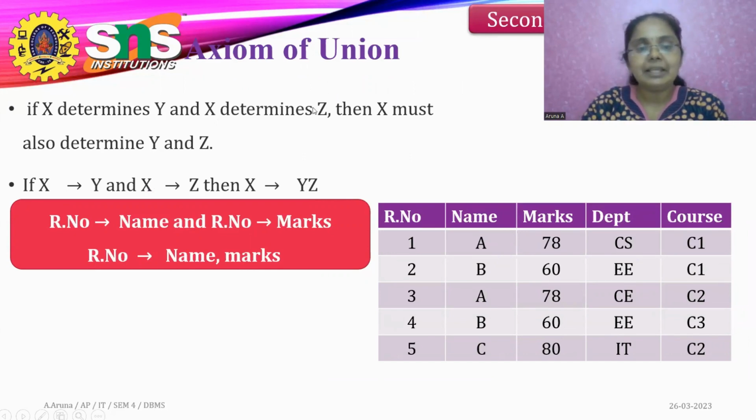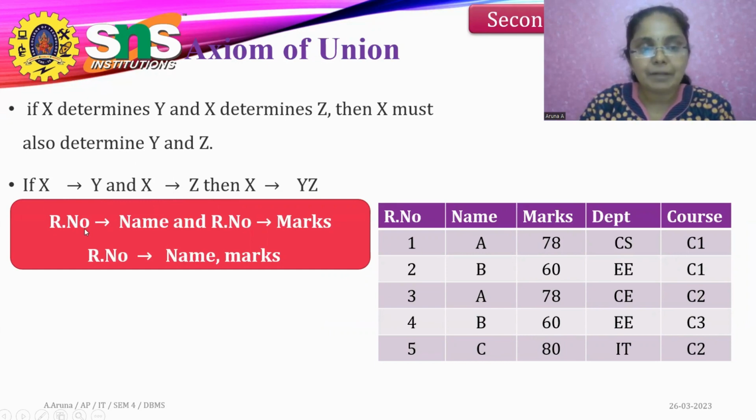Union is nothing but taking what is common between the two, and that can be called a union. We use union when joining two relations, or while joining two tables. For example, if X determines Y, and X determines Z, then by using X we can determine Y and Z. That is, we are joining the right-hand side part. For that, we are using the union.